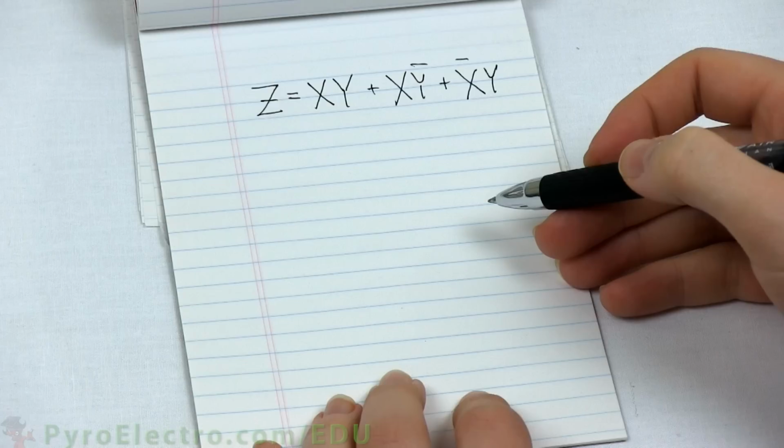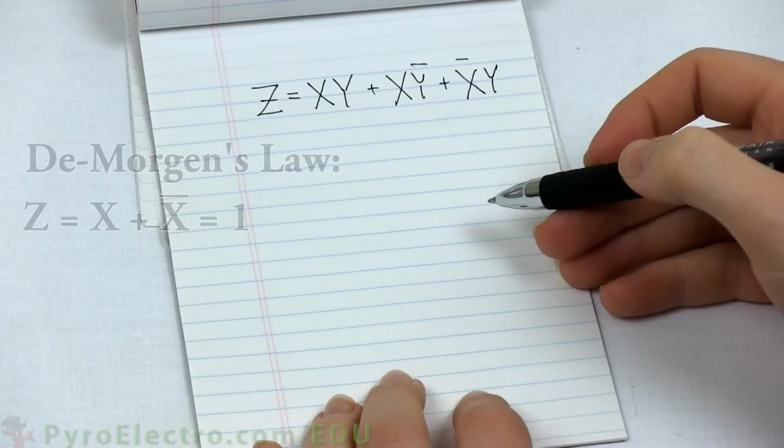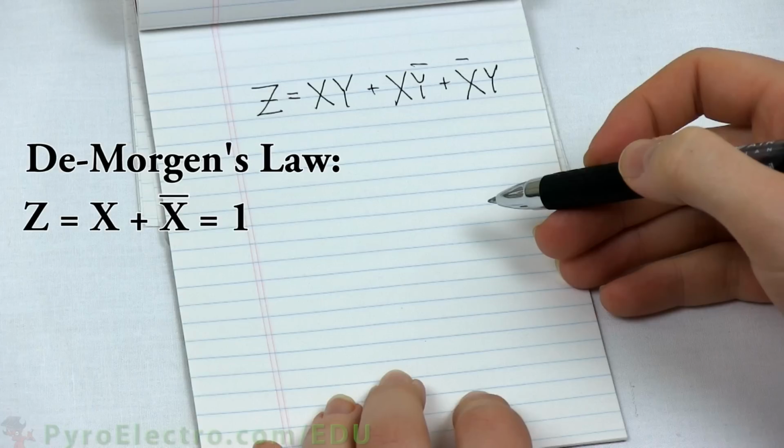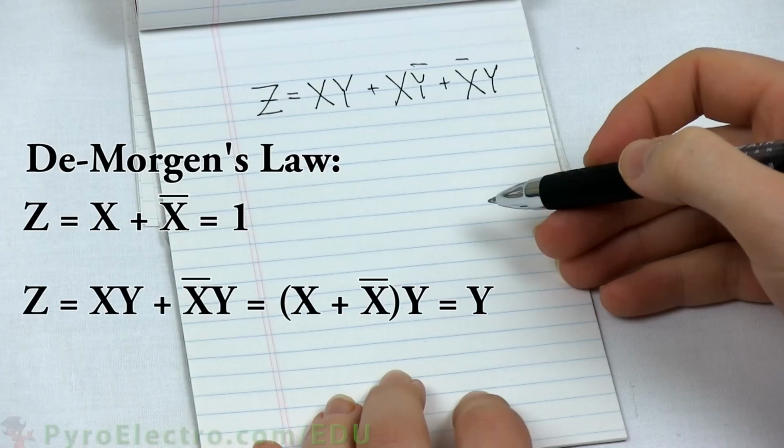You could definitely think your way through the problem by drawing out a truth table and listing out all of the possible inputs, but there's also a shortcut we can take called De Morgan's Law. This law states that the same input ORed with the opposite of itself will always be a logic 1. Here's a quick example of how De Morgan's Law is used to simplify.